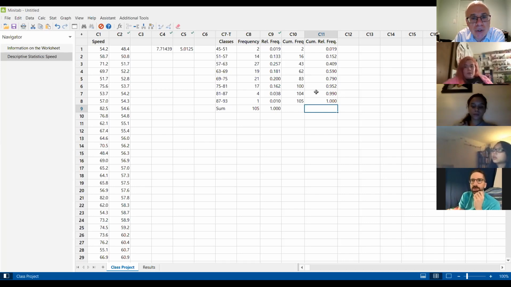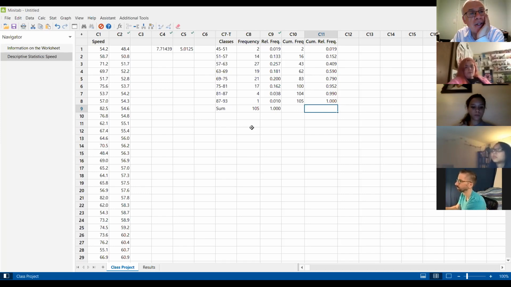One way of doing it is the percentage that's less than 81 is 95.2%. The percentage that's less than 57 is 15.2%. So 95.2 minus 15.2 gives you that percentage in between. So you can either add them up or you can just simply subtract and get the same answer. So that's the value of having this. You can answer questions like that.